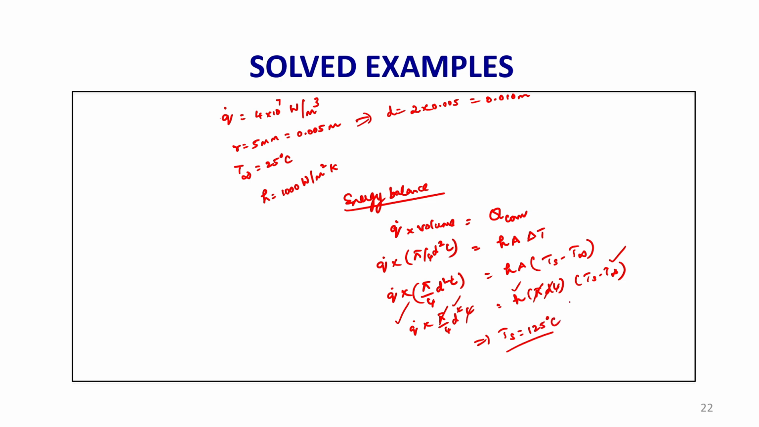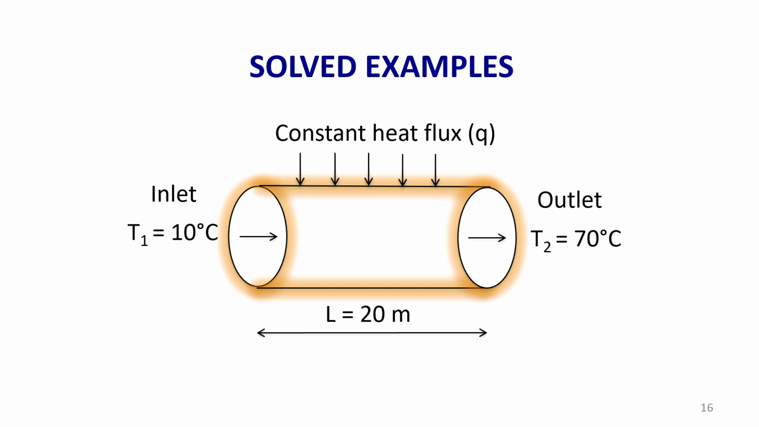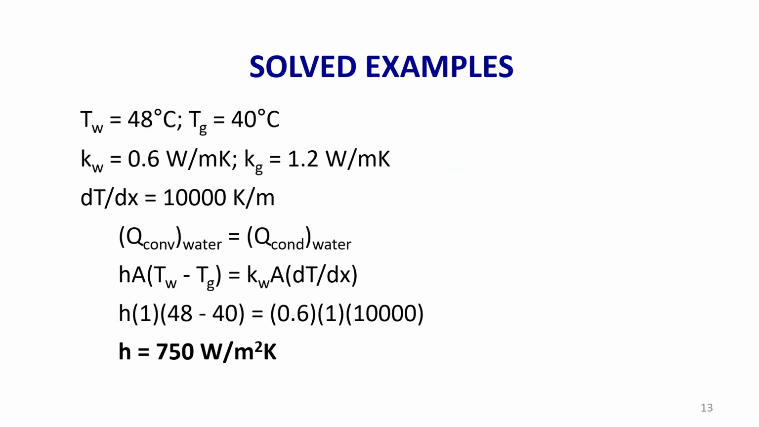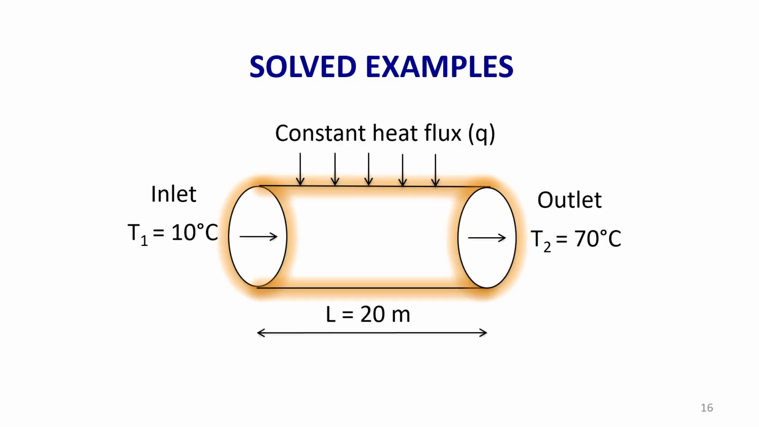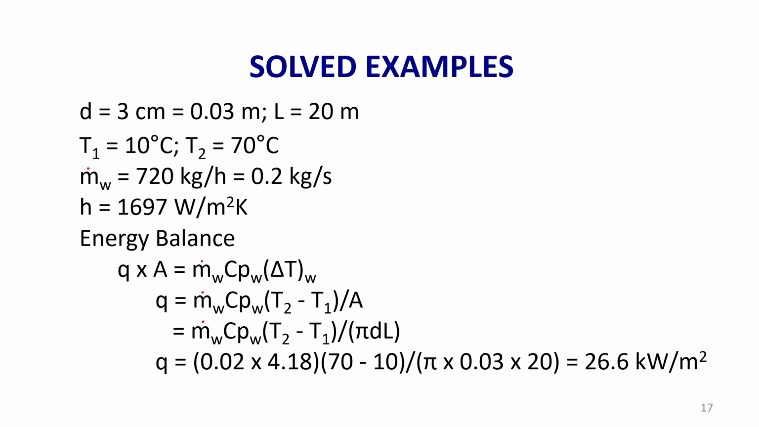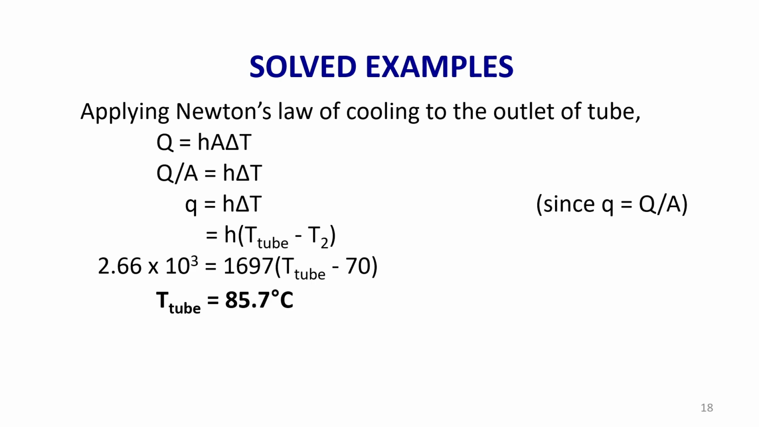125 degrees. So, if you see these problems, in the previous problem we apply the energy balance. The Q convection of water is equal to Q conduction of water, and in this case there is a constant heat flux which is applied. So, that amount of energy is equal to the heat gained by the water, because the water is taking that heat. Heat loss is equal to heat gained. And then applying Newton's law of cooling, we can find out the temperature of the tube.